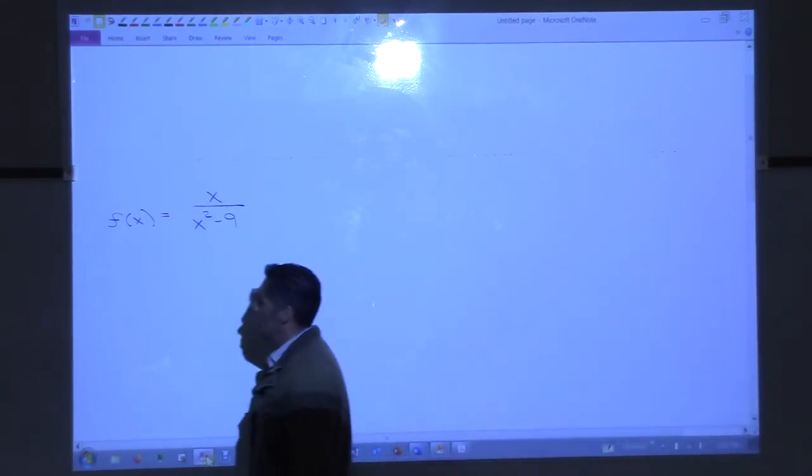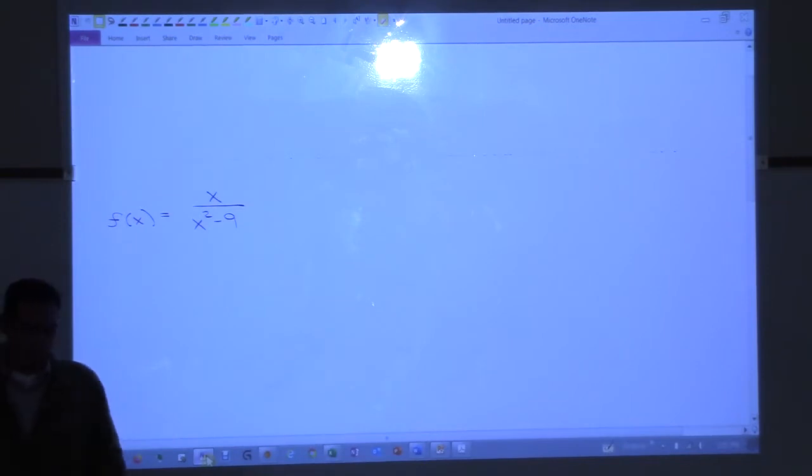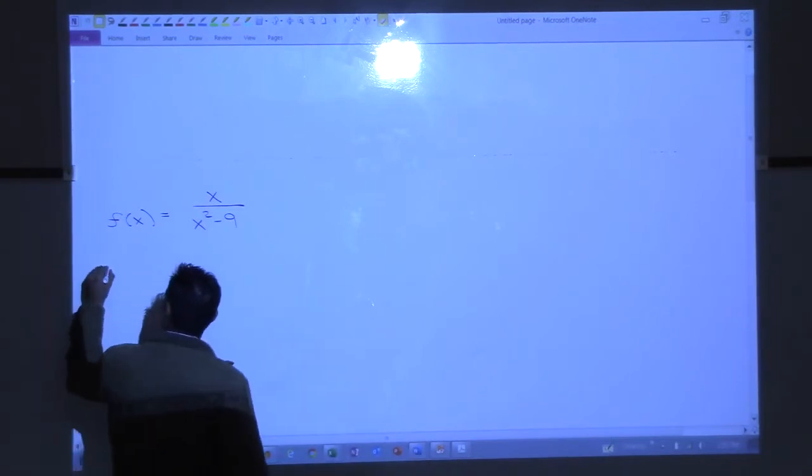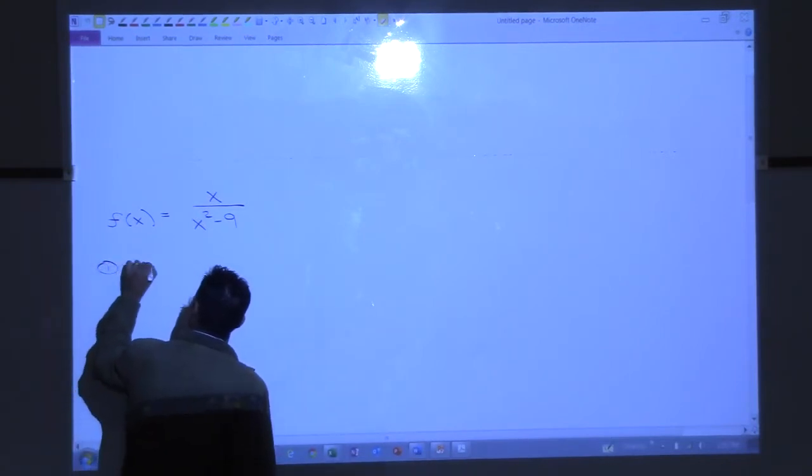We are going to add to that by using the calculus we learned, right? So let's start with domain, all right? So what about the domain of this function? What can you tell me about it?